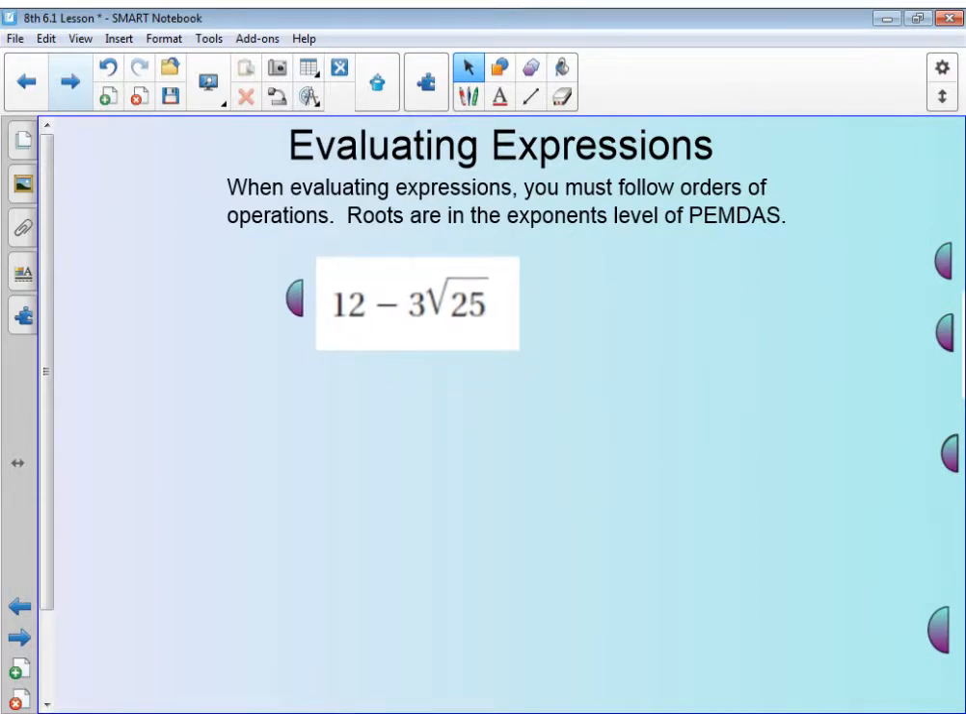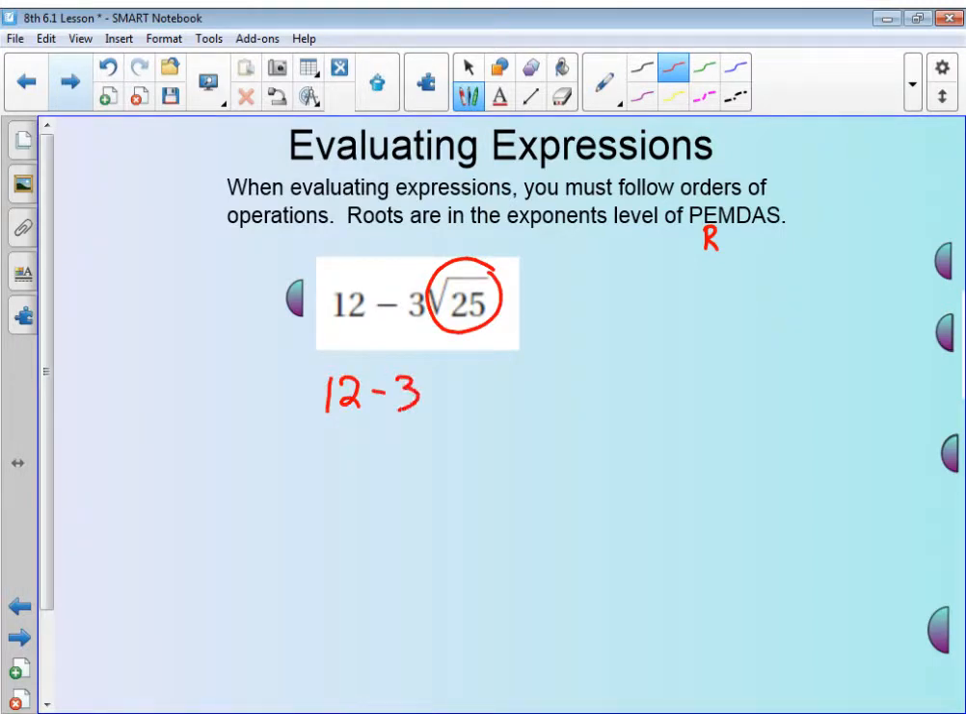Okay, so we've got 12 minus 3, and then the square root of 25. So PEMDAS: parentheses, I don't have any. Exponents, which is the same as roots. And that should be a visual. That square root symbol should be something visual, like, oh my gosh, I have to do that first, unless there's parentheses involved. So I'm going to go ahead and solve this. I'm going to bring everything else down.